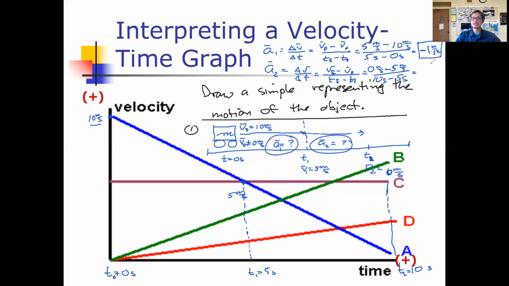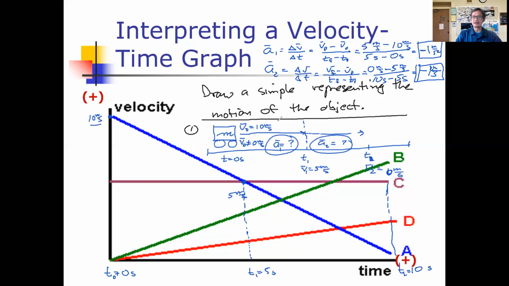With that said, we see that we have a negative 1 meter per second squared acceleration as well. Basically, we take the final velocity and the initial velocity, so we have final minus initial. The time interval here is from 10 seconds to 5 seconds. So we get a negative 1 meter per second squared acceleration.